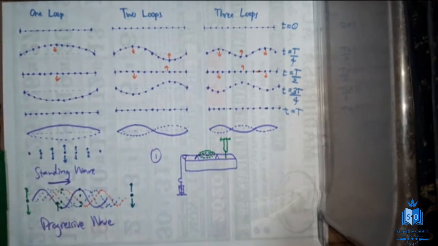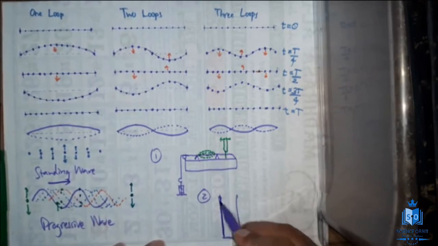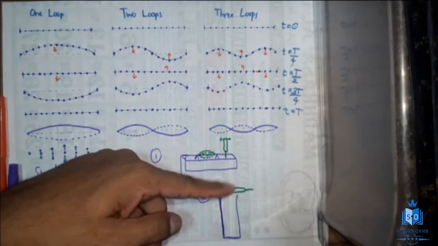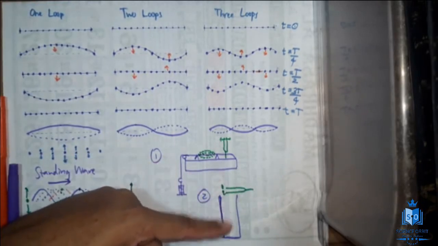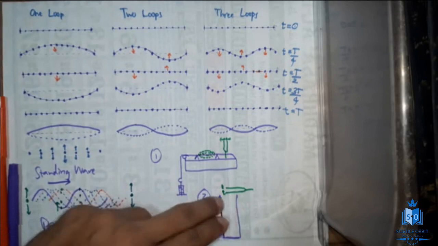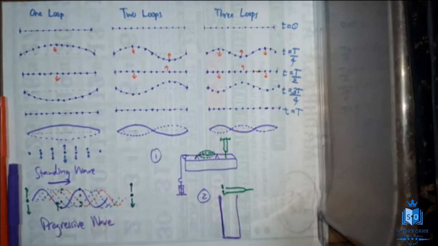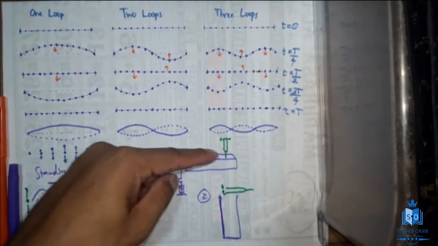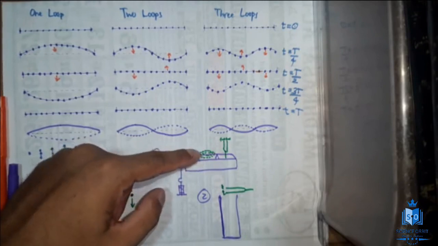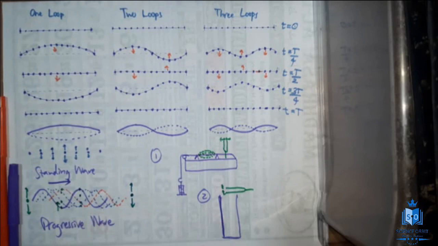The second type of standing wave we can observe is in tubes. Imagine you have a tube like this, and then you bring in a tuning fork, place it like this, and vibrate the tuning fork. When you vibrate the tuning fork here, the air particles are going to oscillate like this, and a longitudinal standing wave will be formed inside the tube. Here you can see this is the string and the particles are oscillating perpendicular. So this is a transverse standing wave, whereas this is a longitudinal standing wave.